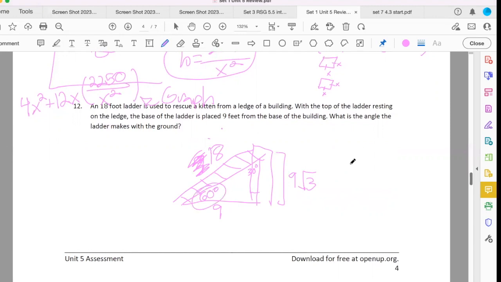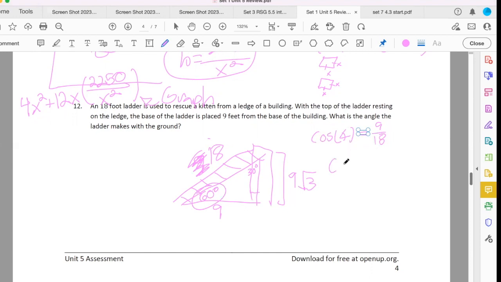So what's the angle the ladder makes with the ground? 60. You could have also gotten away with doing cosine of your angle inverse, not inverse. I mean, let's actually back that up a little bit. Because if you run through all the trig ratios, you end up creating this one, which says that cosine of the angle you wanted should be equal to 9 over 18, which is half.